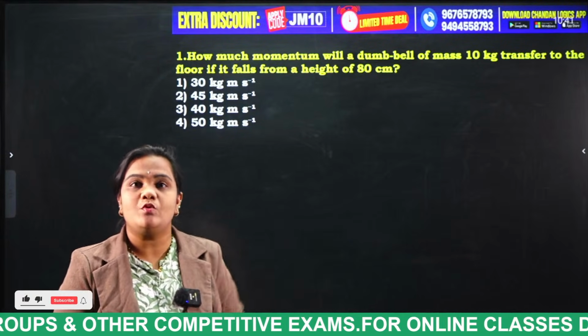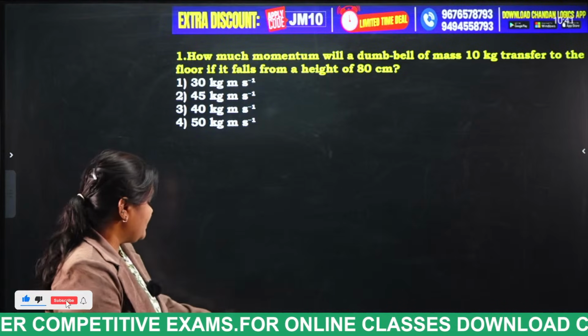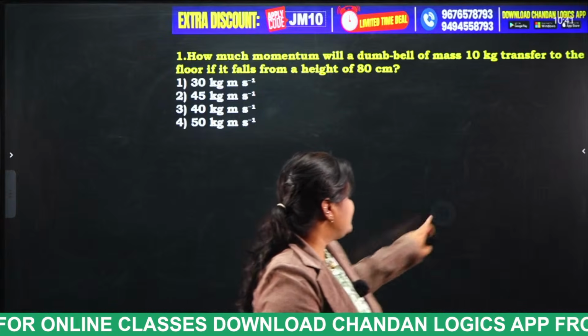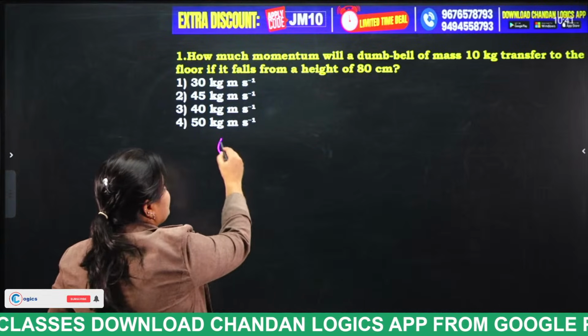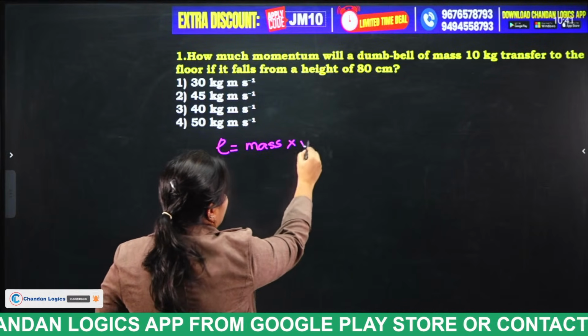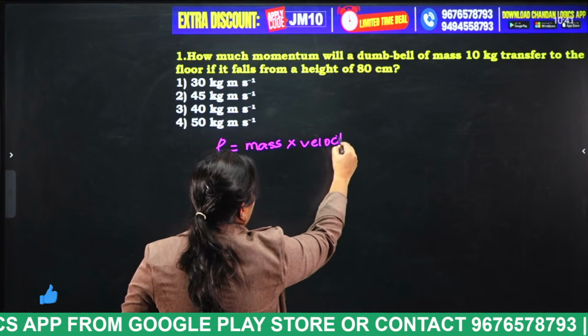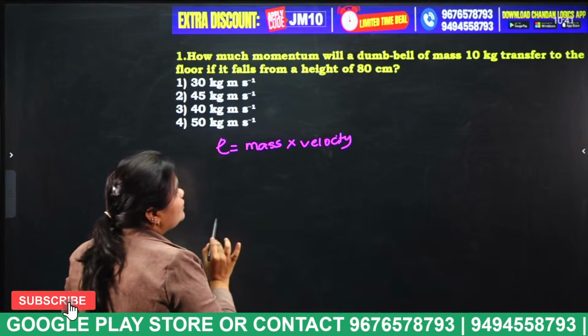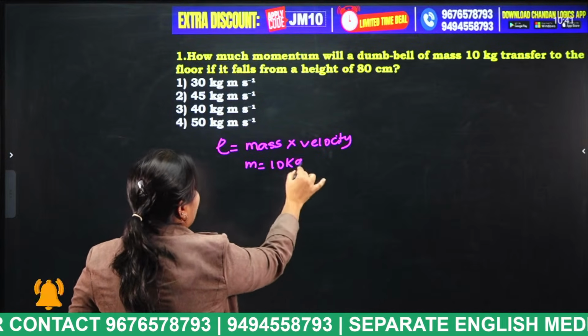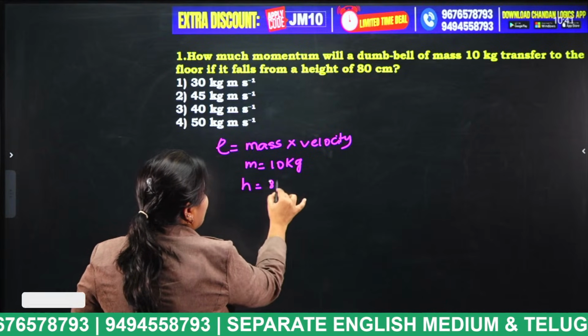So we all know, what do you mean by momentum, students? Momentum is nothing but mass into velocity. It is designated by rho. It is nothing but mass into velocity. This is the general equation, everybody knows this. So what are the given values, students? They have given the mass is equal to 10 kgs and height is equal to 80 centimeters.